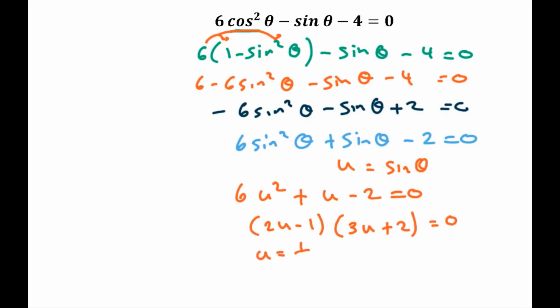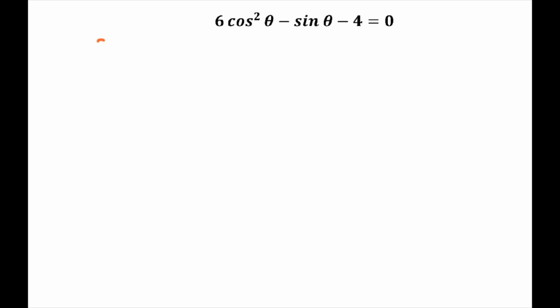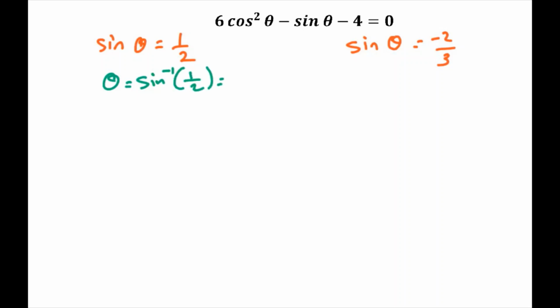So it's either u equal 1/2 or u equal -2/3. So instead of u, we have sine. So I'm going to say sine theta equal 1/2 or sine theta equal -2/3. Now I can take sine inverse, which is equal to pi over 6. Here I can take also sine inverse, and that's going to be equal, basically it's a decimal, -0.73 radian.